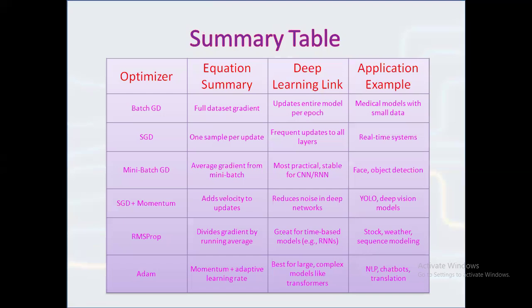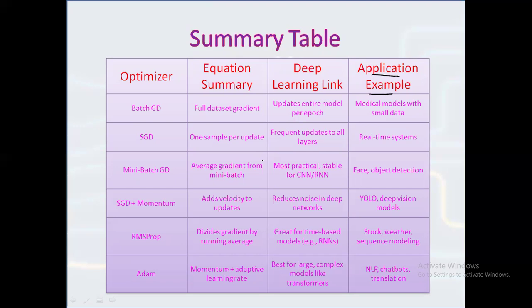Coming to the summary table: the optimizer, batch equation summary, deep learning link, and application example. To summarize, gradient-based optimization provides the engine for learning in deep neural networks. Batch gradient descent is accurate but slow, best for small data. Next, SGD is fast and supports online learning but can be noisy. Mini-batch gradient descent is most widely used, offering a balance of speed and stability.